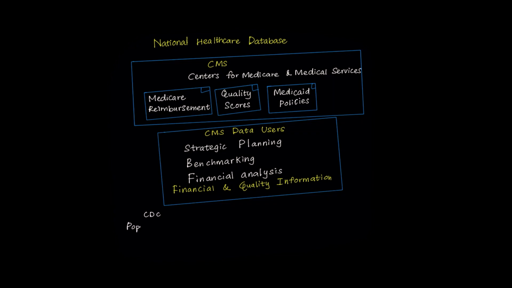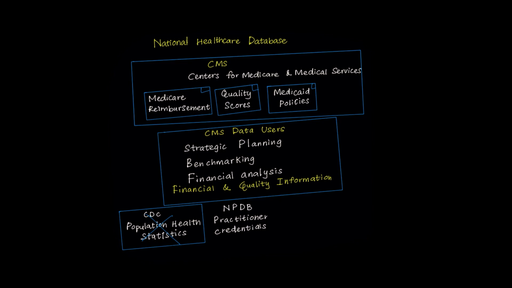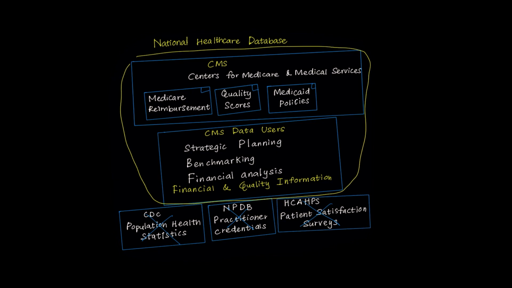CDC, the Centers for Disease Control, focuses on completely different data. Population health statistics like births, deaths, marriages, divorces, and disease surveillance. NPDB, the National Practitioner Data Bank, maintains individual practitioner information about malpractice and licensure issues for credentialing purposes. HCAHPS is a patient satisfaction survey tool that measures patient experiences, not a comprehensive database of financial and quality information. Understanding which national database serves which purpose is essential for healthcare leaders who need to make data-driven decisions.